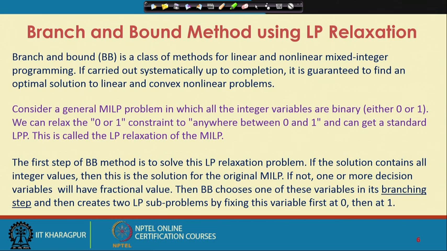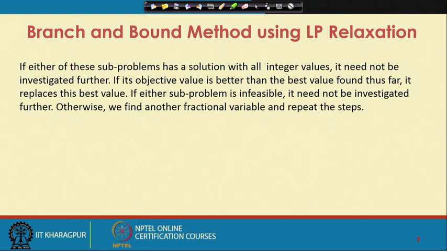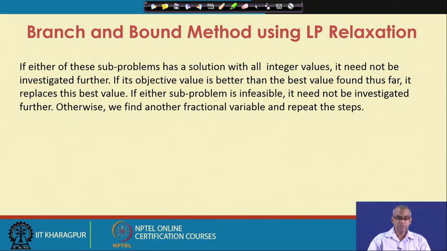two linear programming subproblems by fixing this fractional value first at 0 and then at 1. If either of these subproblems has a solution with all integer values, it need not be investigated further. If its objective value is better than the best value found thus far, it replaces this best value. If either subproblem is infeasible, it need not be investigated further. Otherwise, we find another fractional variable and repeat the steps.